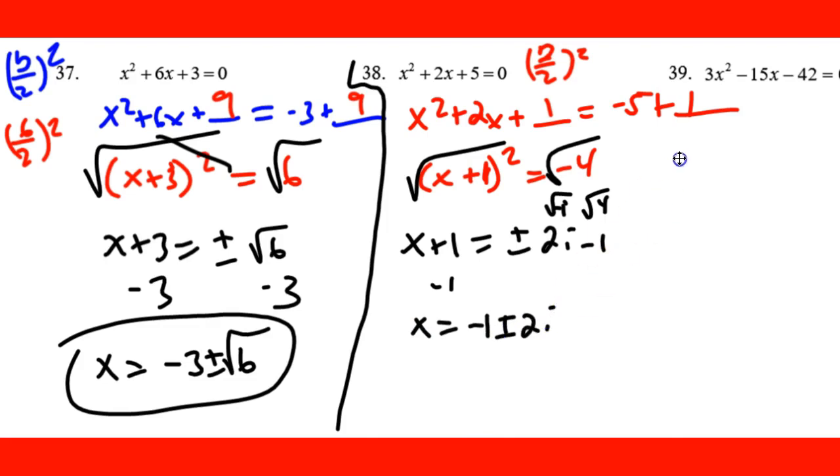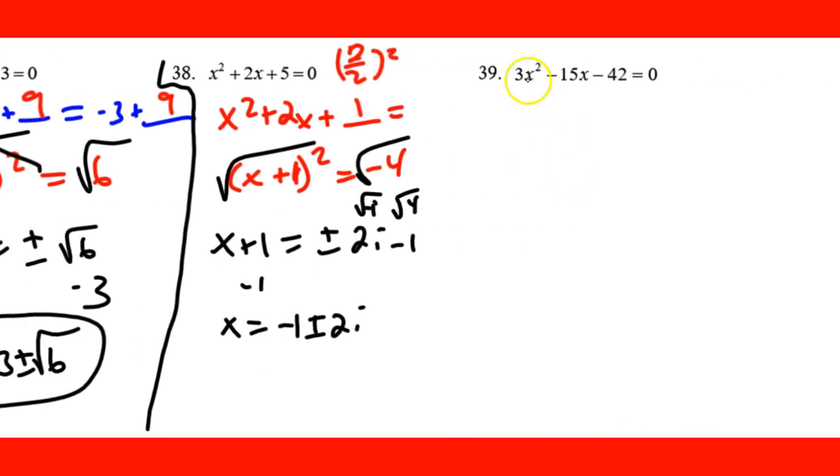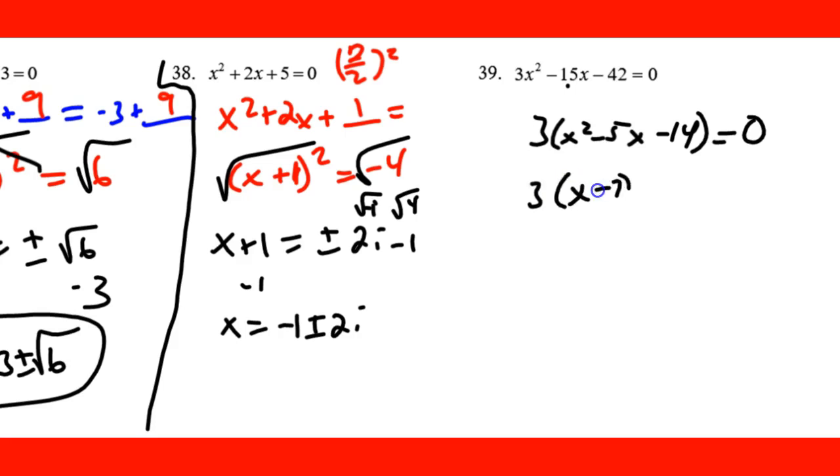Now, let's do one more. Right here, first of all, I'm going to take out the GCF. I'm going to factor out 3. So that's 3 times x squared minus 5x minus 14. Now what are the factors that multiply to give me this? We have x minus 7 and x plus 2.